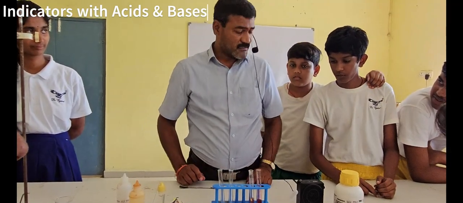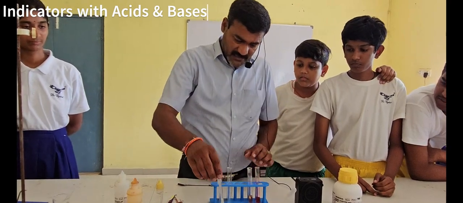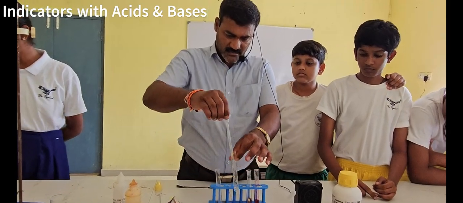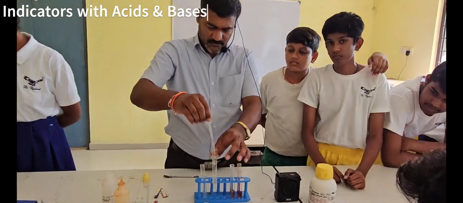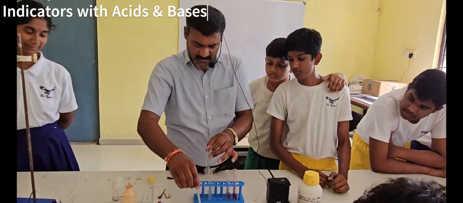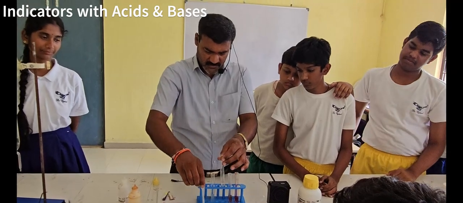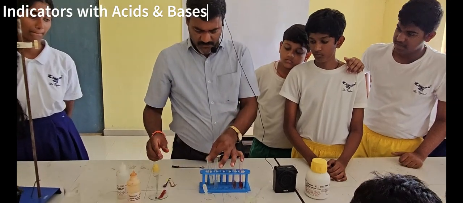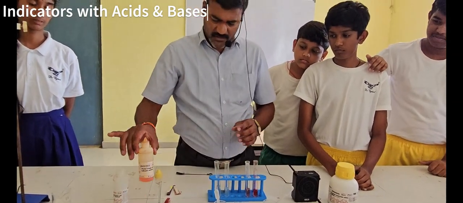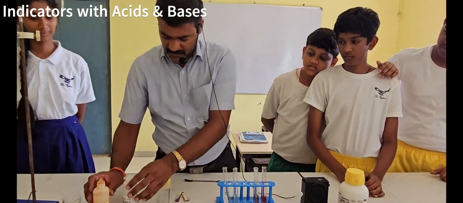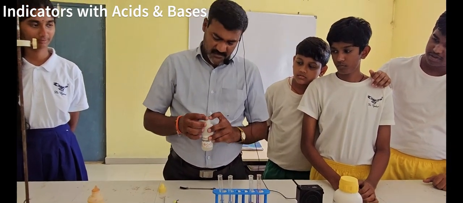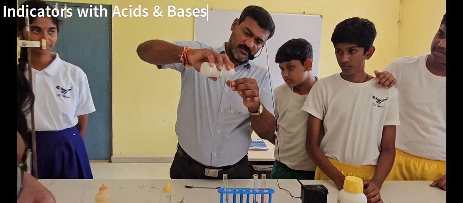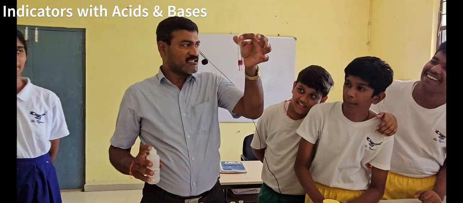Now I'll take this base, potassium hydroxide base. So in this I took potassium hydroxide base. In this also I'll take potassium hydroxide base. Right. Now first we'll see phenolphthalein. Phenolphthalein, what color will you expect? Pink. Phenolphthalein with base turns to pink.